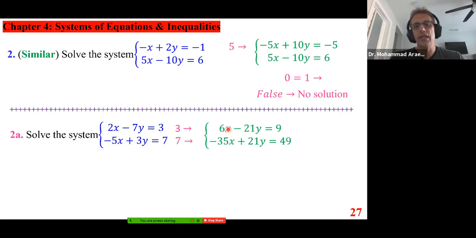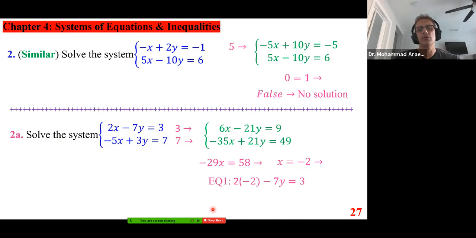And so we end up with 6x and negative 35x. We add those two up and we get negative 29x. We add up 9 and 49, we get positive 58. If we divide by negative 29, x becomes negative 2. Now, you have to go back to one of the original equations. For example, let's say the first one. So 2 times x, 2 times negative 2, minus 7 times y equals 3. 2 times negative 2 gives us negative 4.